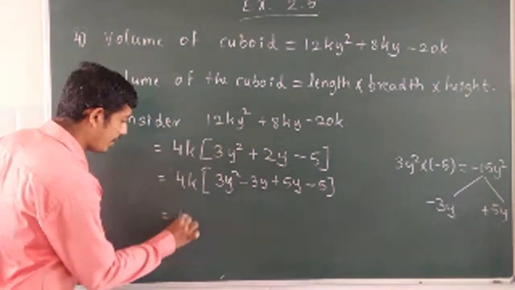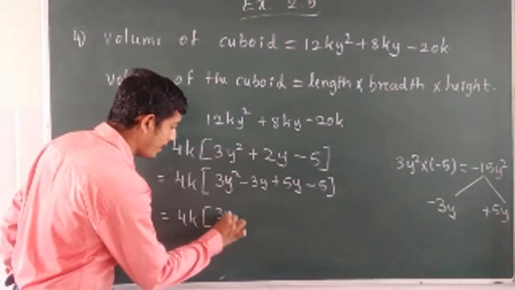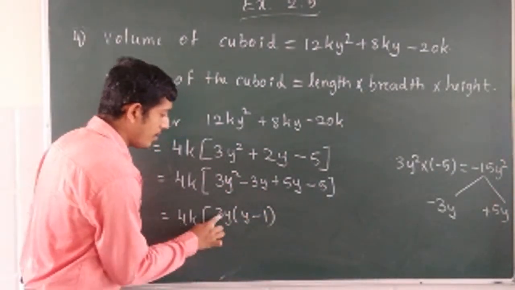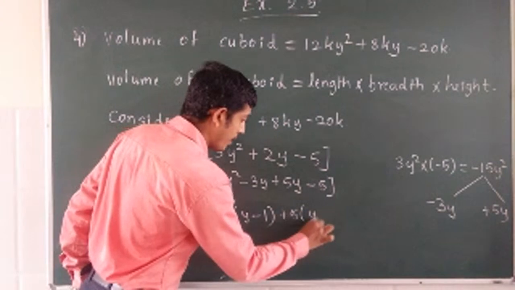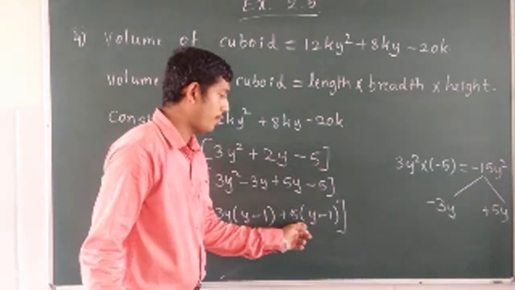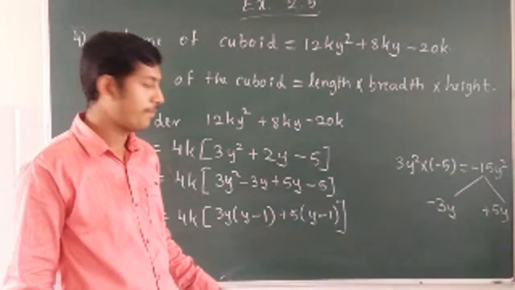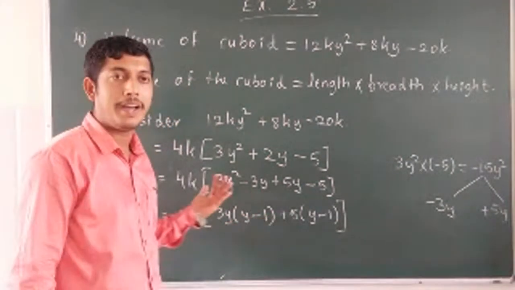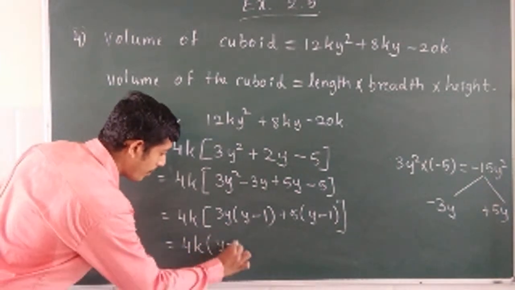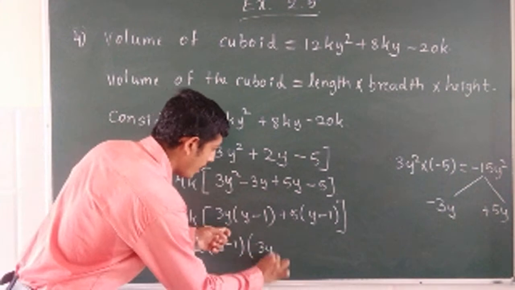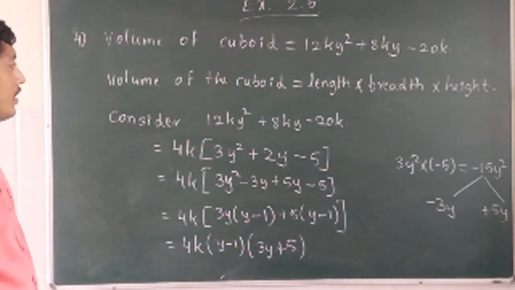So what is remaining here? 4k into. From this I will take 3y outside. It becomes 3y into y minus 1. 3y into y, 3y square, plus into minus, minus 3y into 1. Plus 5 I will take outside. It becomes 5 into y minus 1. 5 into y, 5y, plus into minus, minus 5. Now from this I will take y minus 1 outside. What is remaining? 4k into y minus 1 into the remaining term 3y plus 5.